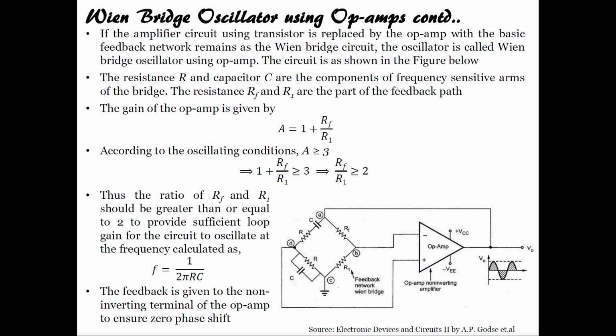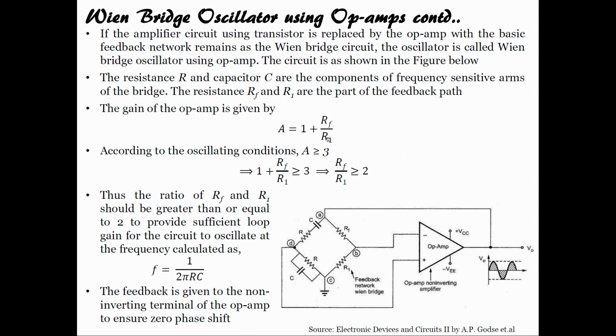So, if the Wien bridge oscillator is used with an operational amplifier in this particular configuration, then what will happen? The resistances and capacitors are the components of frequency sensitive arms. You can see here the resistances RF and R1 would be part of the feedback network for the amplifier, and because the signal is provided at the non inverting terminal, gain would be 1 plus RF by R1, right.